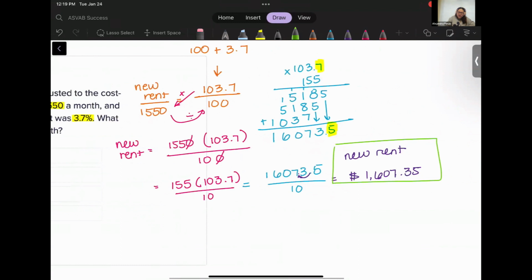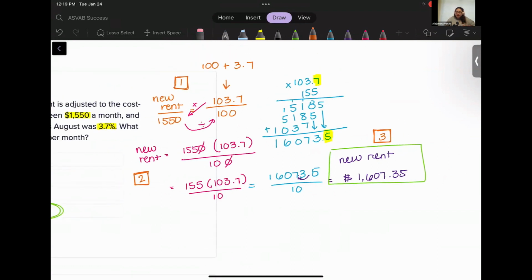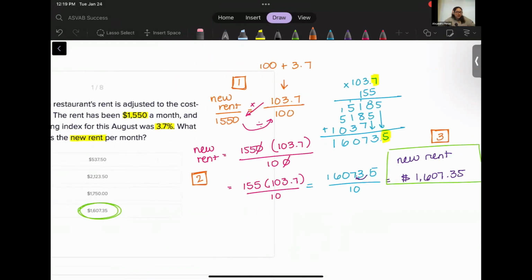So again, just to summarize the steps, step number 1 was to set up our proportion using the percent proportion. Step number 2 was to cross multiply and divide, and we get our final answer. Okay. Do we have any questions, any confusion on any of the steps for this problem?